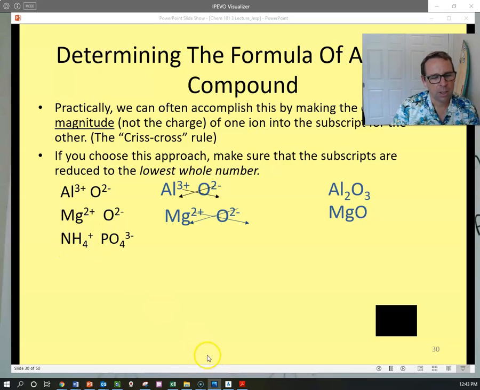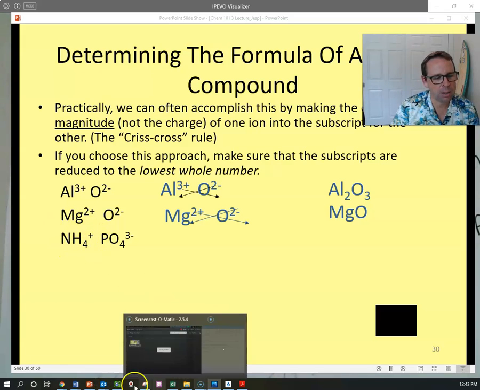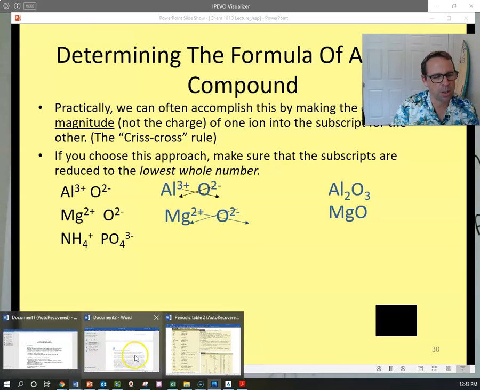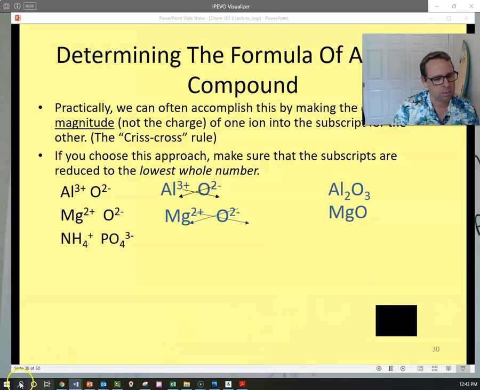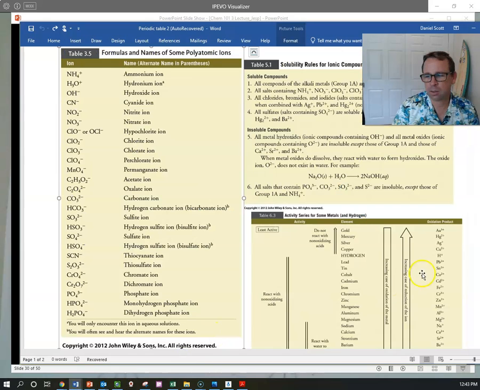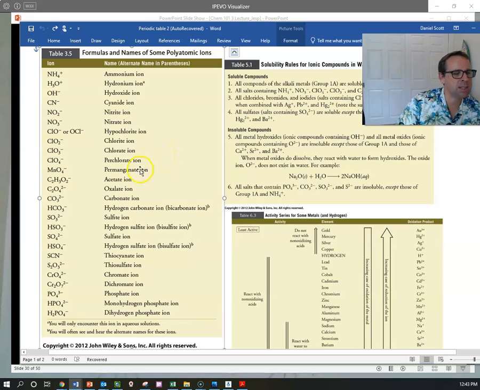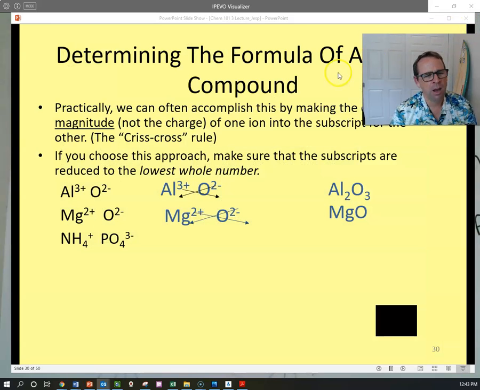Ammonium ion. If we look back at our periodic tables, our polyatomic ion list, where is it at? Here it is. Back to our polyatomic ion list, there's really only one positive polyatomic ion, and it's this ammonium ion. The hydronium ion, it doesn't form salts, and we'll talk about that one in the future. But the ammonium ion can form salts, again, ionic compounds.